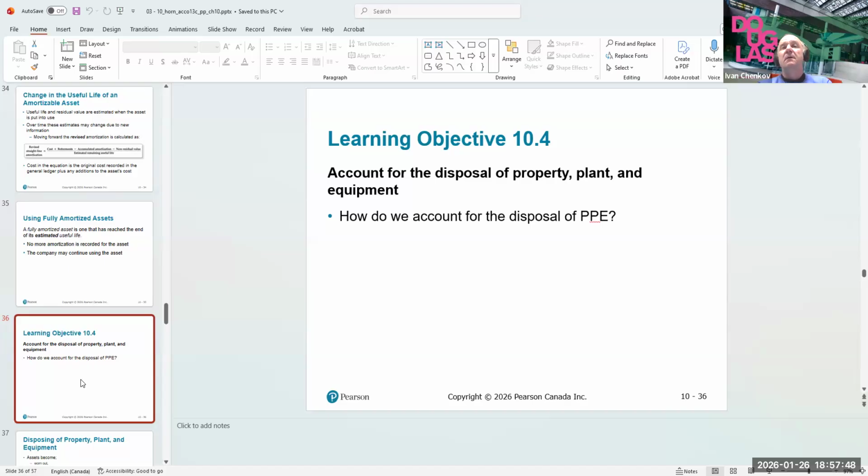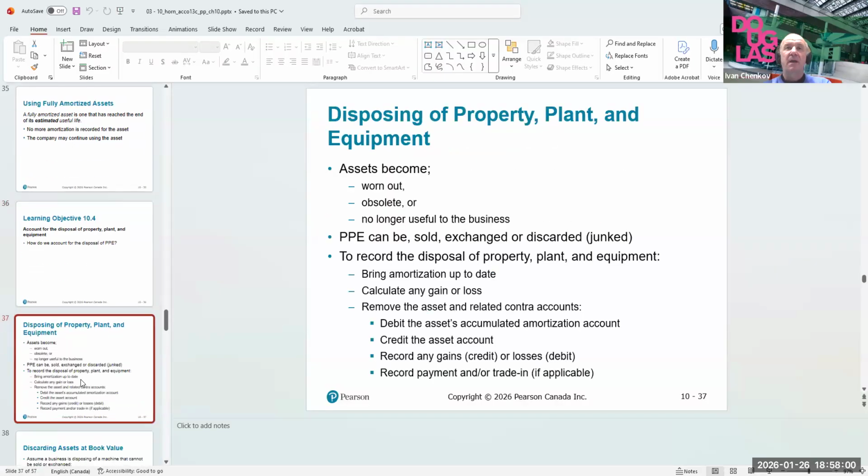Eventually, this asset is going to come to the end. So we have to see what we're going to do and how we're going to deal if we dispose this property, plant, and equipment, or the long-term asset. We have different options here. First option is we use the asset, it's worn out, it cannot be used anymore. Or the asset becomes obsolete. Or the asset no longer is useful for the business.